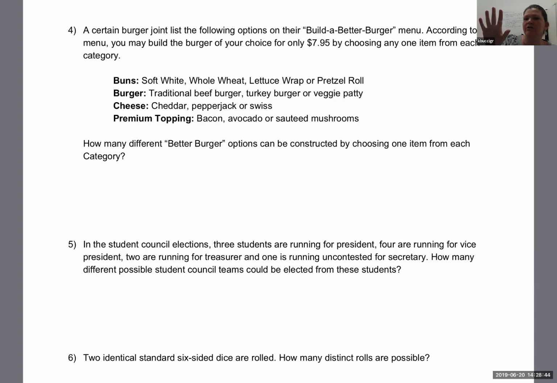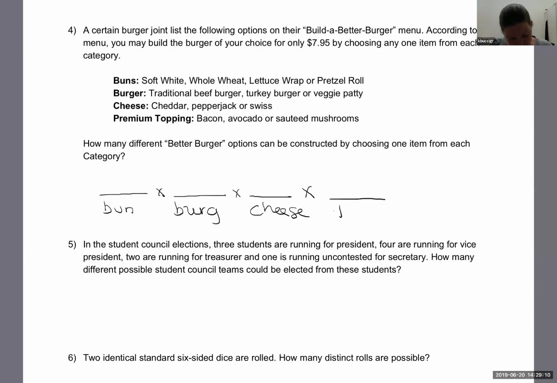They're distinct categories here. And so I could just go ahead and use that lovely technique where I just say how many choices I have. And each one of the choices, like I'm going to choose my bun, and I'll multiply that by the number of options I have for my burger when I choose my burger, and my cheese, and so on. So you guys tell me, how many options do I have of a bun? 4. I have the soft white, the whole wheat, the lettuce wrapper, the pretzel roll. 4 bun options. And how many burger options do I have? 3, the beef burger, the turkey burger, or the veggie patty.